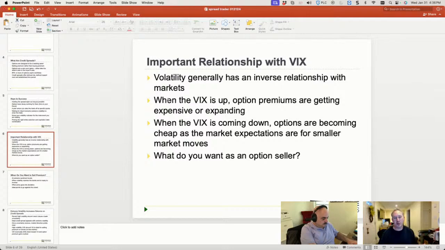So what do you want to do? What do you want to have happen as an option seller? Well, as an option seller, you like to be selling premium when volatility is high and it's starting to come down, right? That's where you're going to capture the most gains as an option seller.